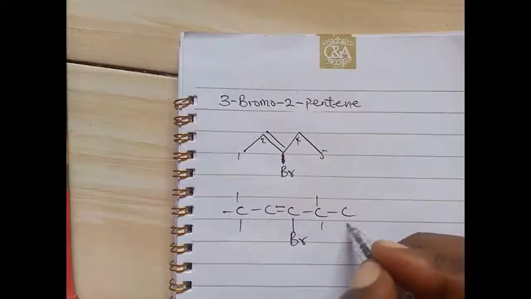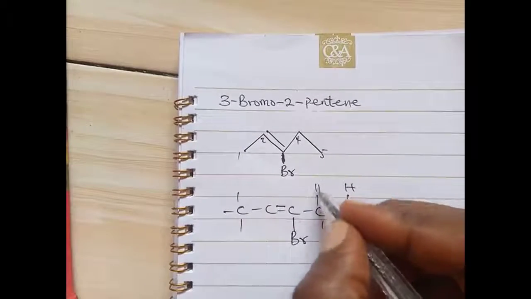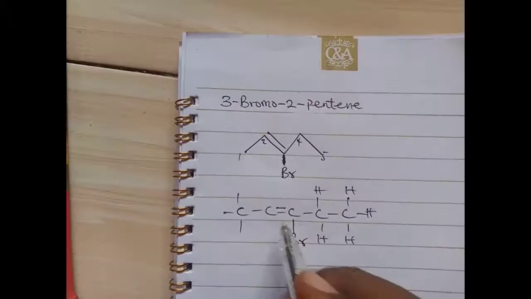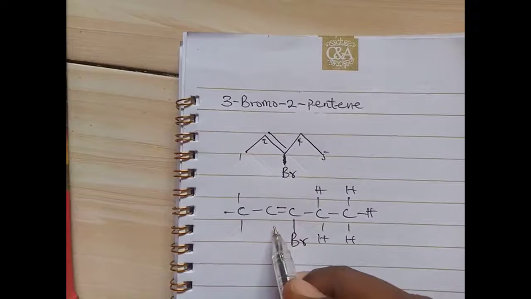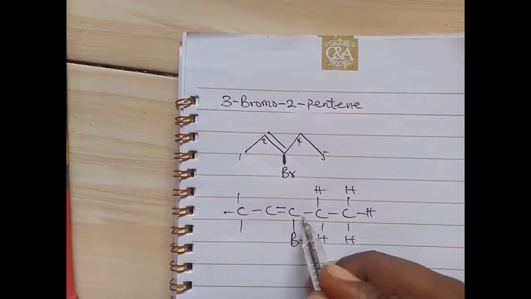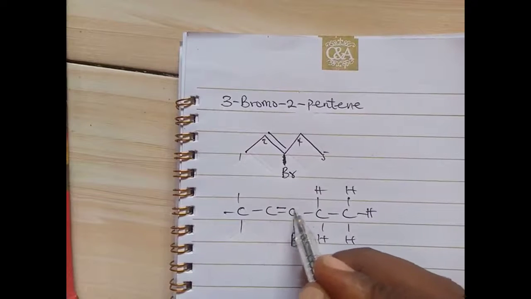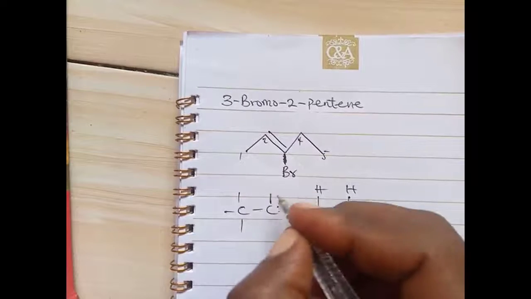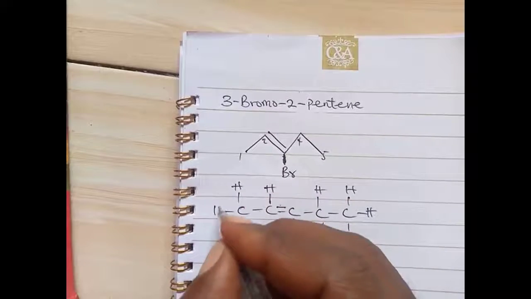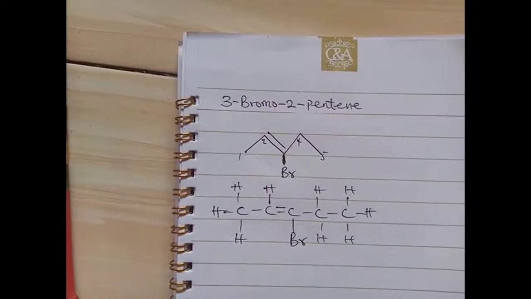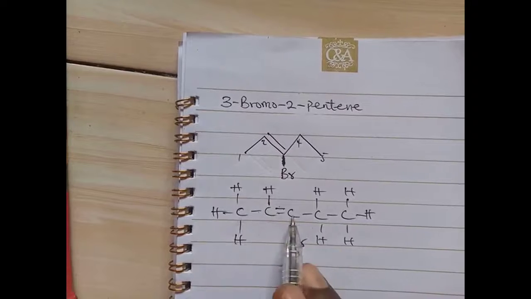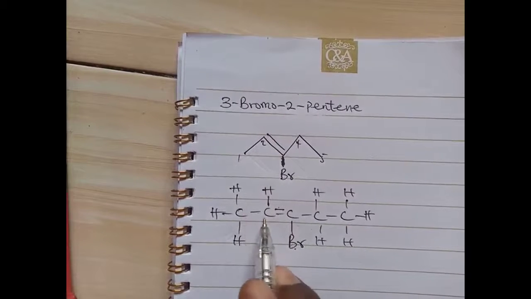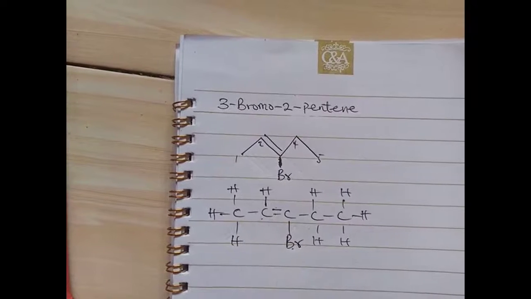All these are now hydrogen. Remember, each carbon atom must have a maximum of 4 bonds. So this one has 1, 2, 3, 4, complete for this one. This one has 1, 2, 3, so we have to give it an extra 1 to make it 4. So 3-bromo, 1, 2, 3. At the 3 you see bromo, 2-pentene. So at the second carbon atom, you have this.